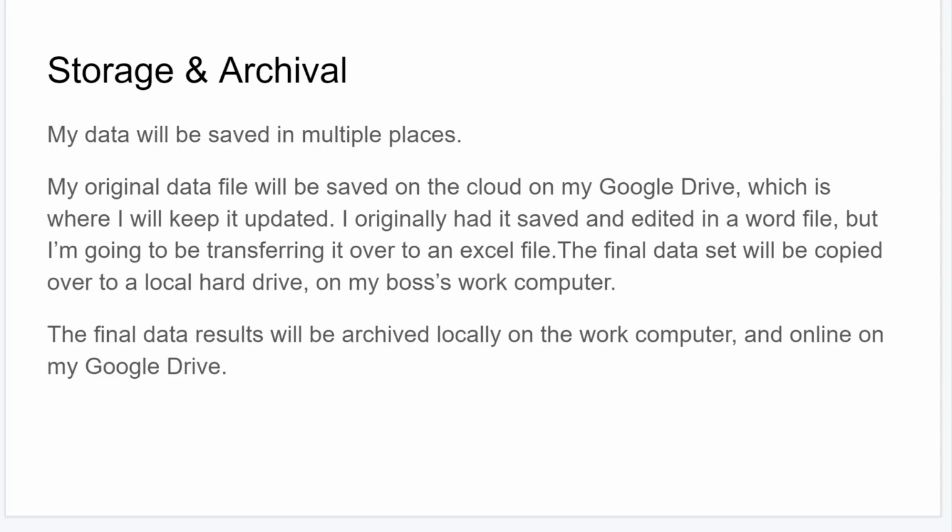For my storage and archival, I decided that all of my original data will be saved and updated through my Google Drive account. This will help keep it backed up and saved at all times. The final data results will additionally be archived onto the cloud, also on my Google Drive, and locally backed up on my boss's work computer.